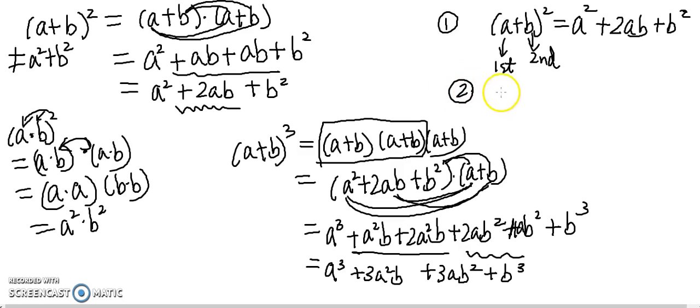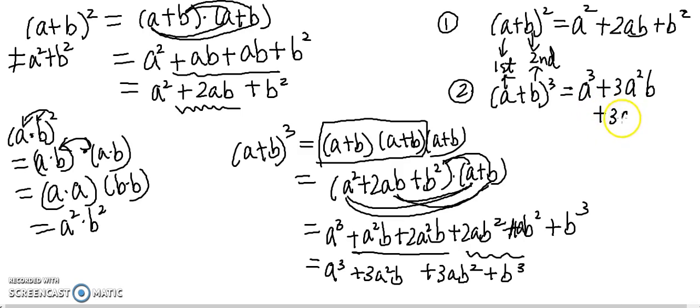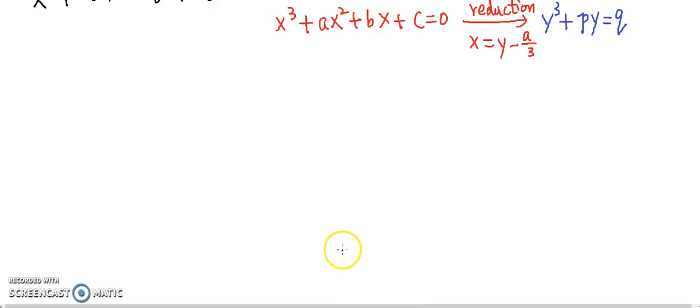So let's write down the formula of (a+b)^3, which is equal to the first term cubed, where a is the first term and b is the second term, because it's the third power, plus 3 times the first term squared times b, and plus 3 times the first term times the second term squared. Remember, the powers add up to 3, and plus b cubed. So these two formulas will be used in the process of solving equations with higher powers. So next we look at an example.